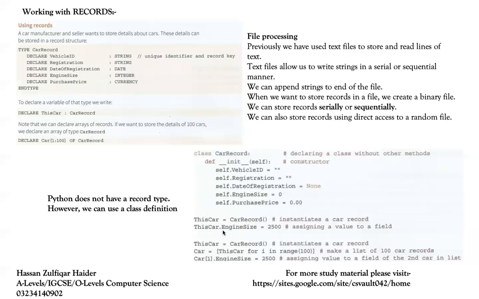Okay, since we're using dot notation, I want to change the engine size for this car. What I can do is this car dot engine size is equal to 2500. Using dot notation, I access that field.